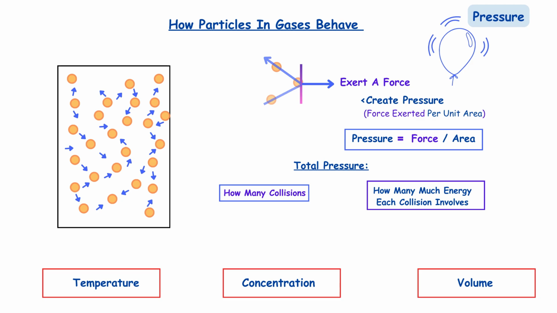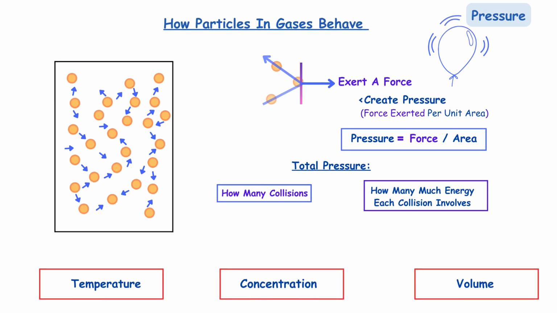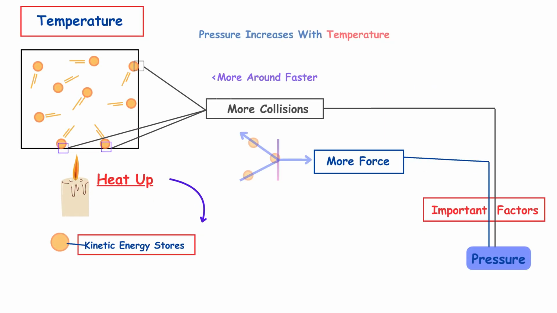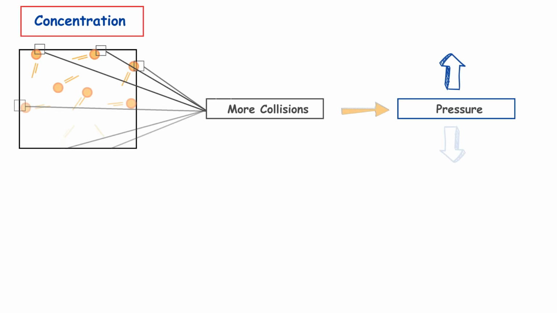We can use these two principles to understand how temperature, concentration, and volume each affect the pressure inside a gas container. First, let's consider temperature. If we heat the gas, we're adding thermal energy into the system, which means the kinetic energy of the gas particles increases. As a result, the particles start moving faster. Because they are moving faster, they collide with the container walls more frequently and with greater force. Since both the frequency of collisions and the force per collision increase, the pressure also increases when the temperature is raised.